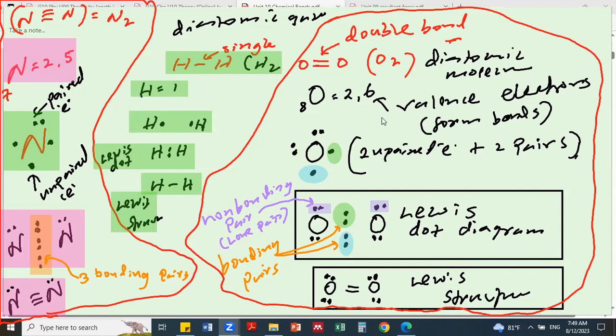So how many bonds here? Oxygen, 2 bonds. These 2 bonds are called covalent bonds, right? Such bonds are called what bonds? Covalent bonds. How many covalent bonds? 2 covalent bonds. That also you can mention. And hydrogen also has what? 1 covalent bond.